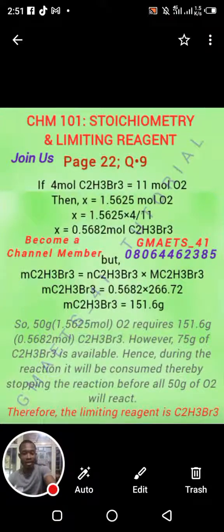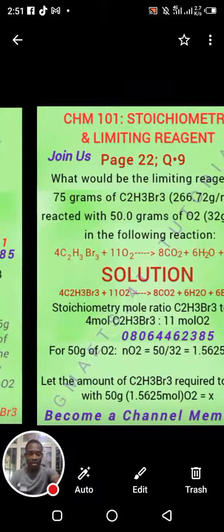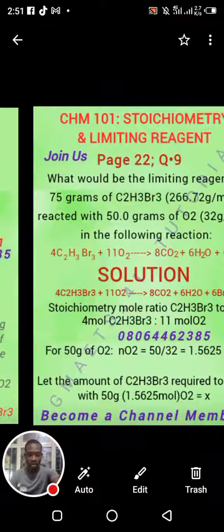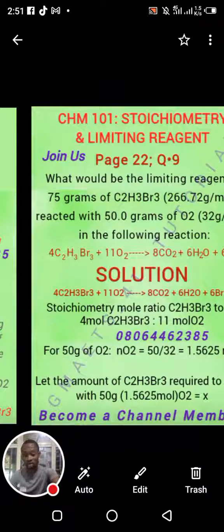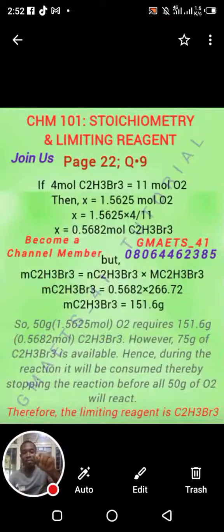Now, like I stated earlier, going backward from the question, you notice the mass of the organic compound available to us given in the reaction process is 75 grams. That is what was given. So let's assume you're in the laboratory. That 75 grams of 1,2,3-tribromoethane was provided, and it was said that it would react with 50 grams of oxygen. But after the calculation, we found out that the actual mass of the organic compound that would react completely with 50 grams of oxygen is 151.6 grams.